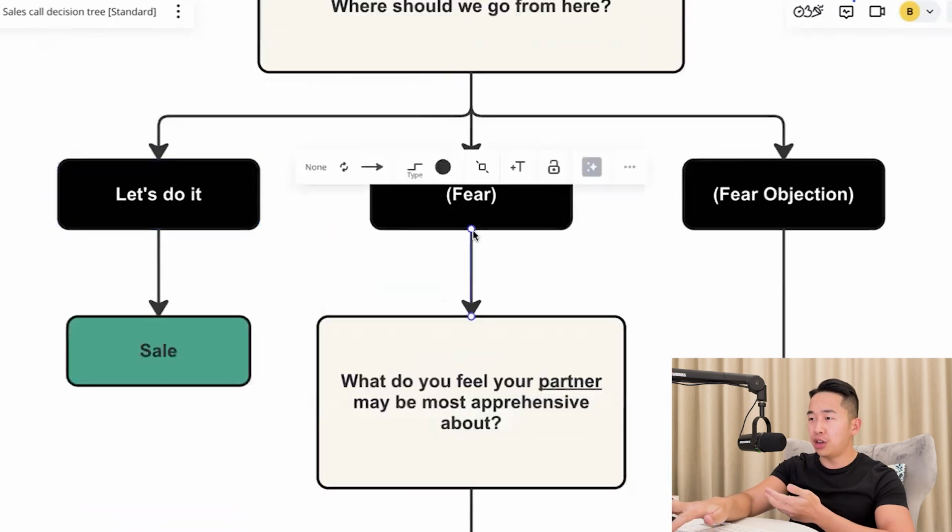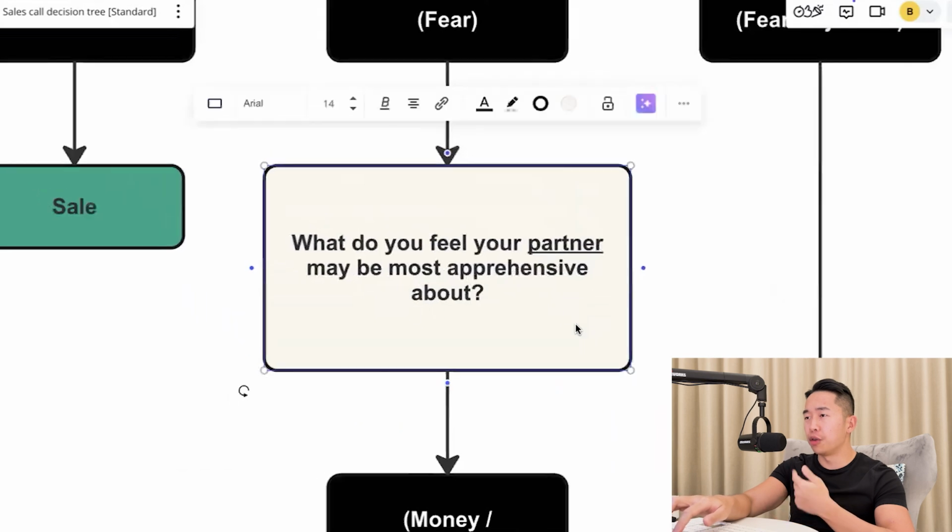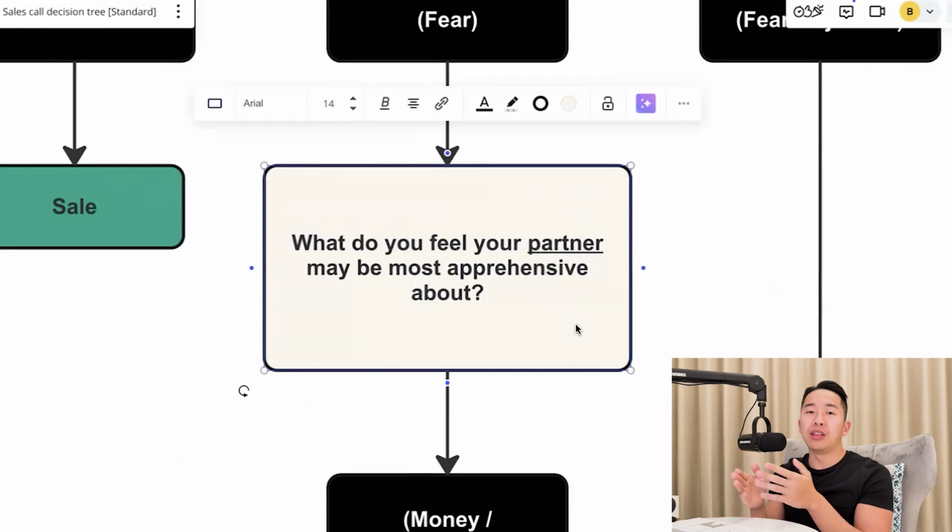Or they give you fear. Okay. And also another thing you can ask in partner objection: what do you feel your partner may be most apprehensive about? We ask that because when they say, "Oh, it's probably the money," then most likely the prospect is afraid of the money, not the partner. But we're giving them a chance to give us their real concern.